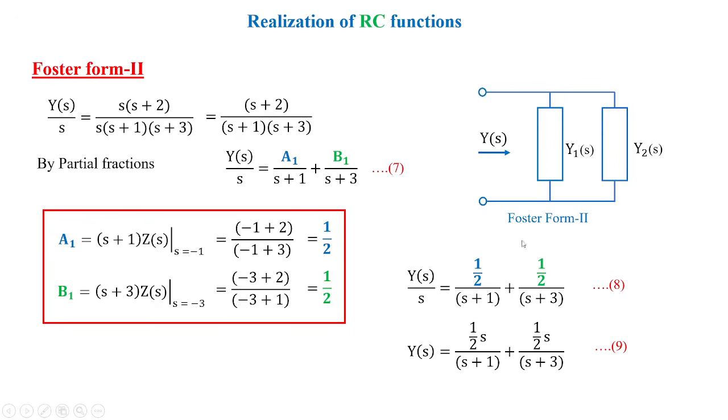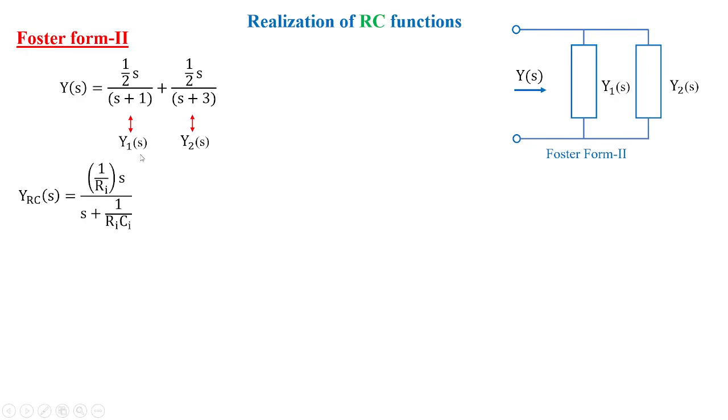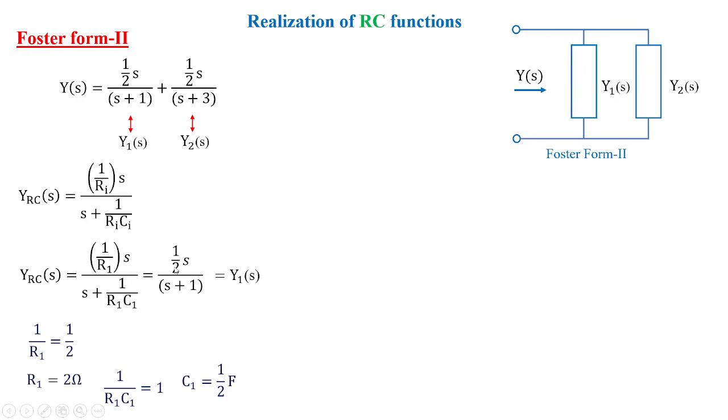Now we can see the admittance form takes in the parallel combination of series circuits. So here Foster form 2 represents the admittance, which is taken as the parallel combination, and inside the admittance you have the series combination of resistor and capacitor. So let us take these values as Y1(s) and Y2(s) functions. Now Y1(s) is given by (1/2)s divided by (s+2), as given in the problem.